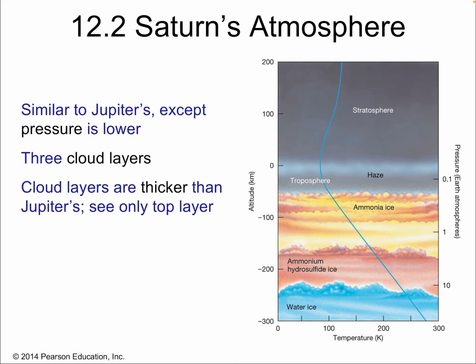Well, it's similar to Jupiter's. I think we've got that point across, except the pressure is lower, all right? So it's significantly lower pressure because there's significantly less gravitational attraction. Saturn has a much lower mass than Jupiter. There's much less gravity. That's condensing the cloud layers less, all right? There are 3 cloud layers, and the cloud layers are thicker than Jupiter's.